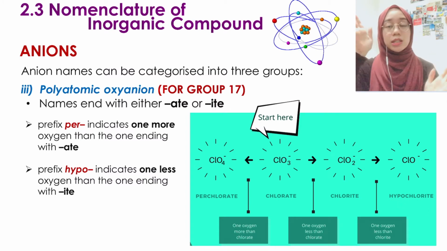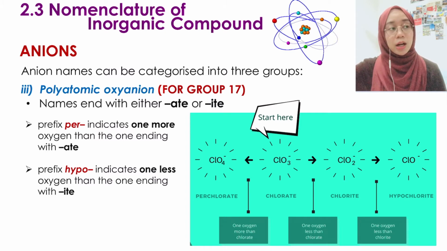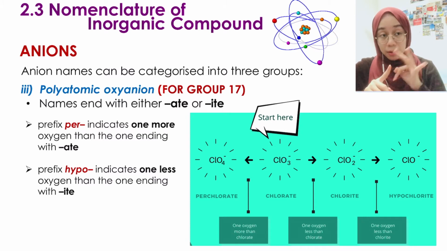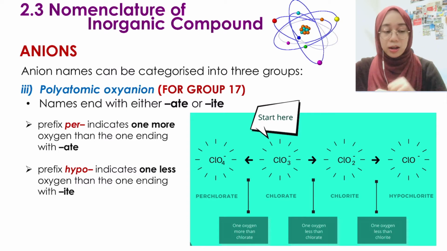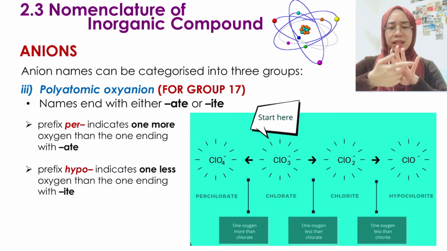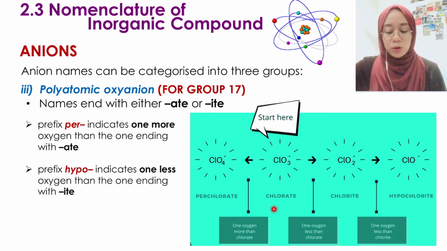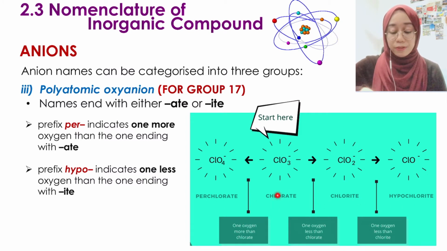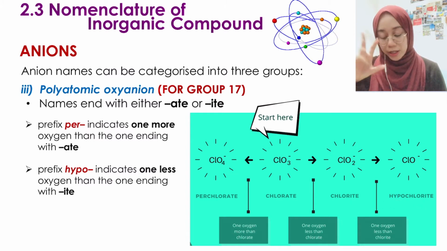So this one only works for halogen. Okay, bermaksud kalau kita ada bromine, kamu akan jumpa ada perbromate, bromate, bromite, hypobromite. Kalau kita ada iodine, kamu akan jumpa periodate, iodate, iodite, hypoiodite. Okay, so relationship dia semua ada beza in terms of oxygen je lah sebenarnya. Okay, tapi Miss jarang jumpa soalan yang guna selain daripada chlorate ni sebenarnya. So kalau boleh kamu be familiar with the perchlorate, chlorate, chlorite and also hypochlorite ni. Okay, tolong take note yang ni nanti.